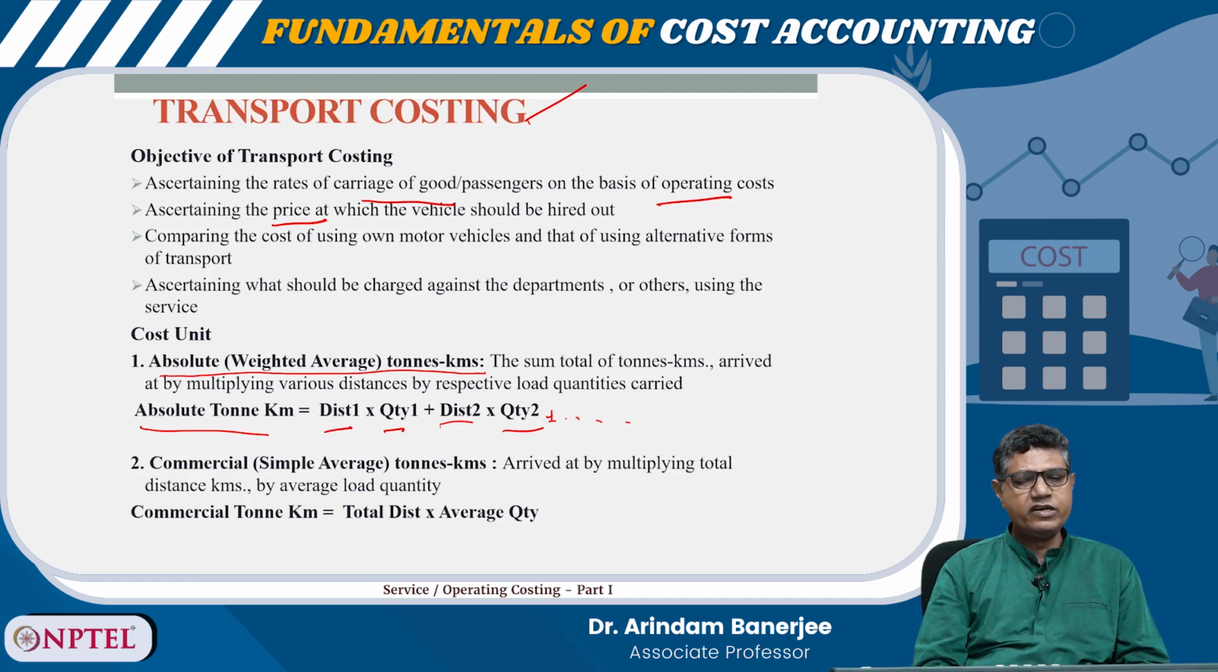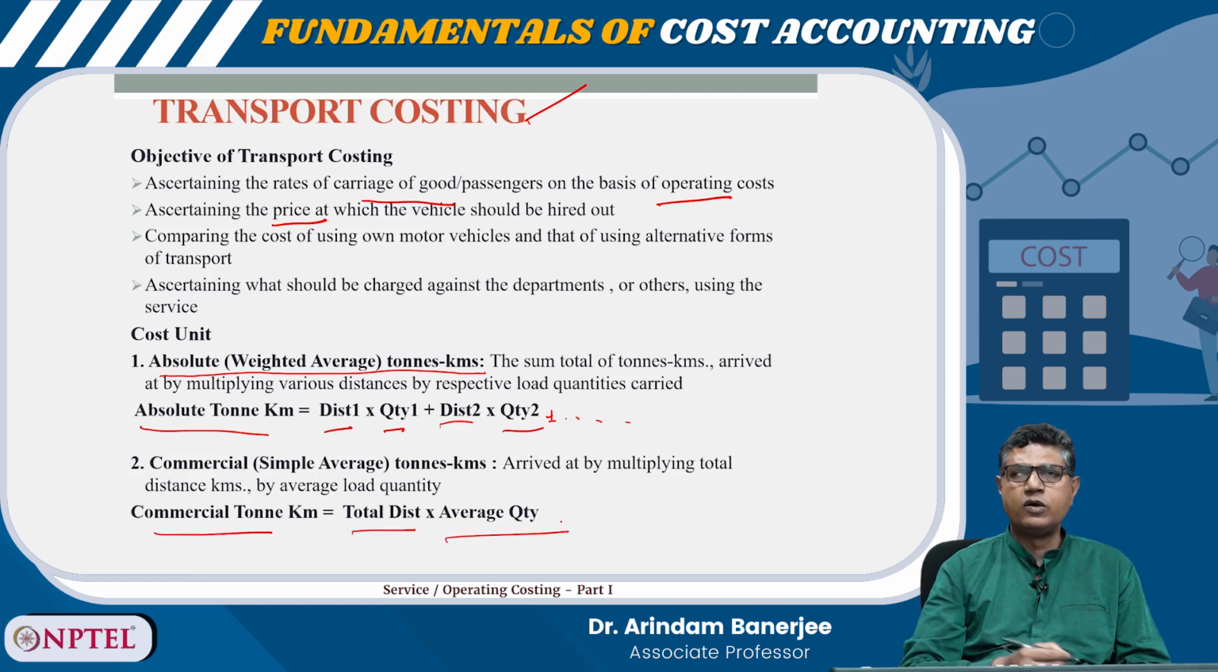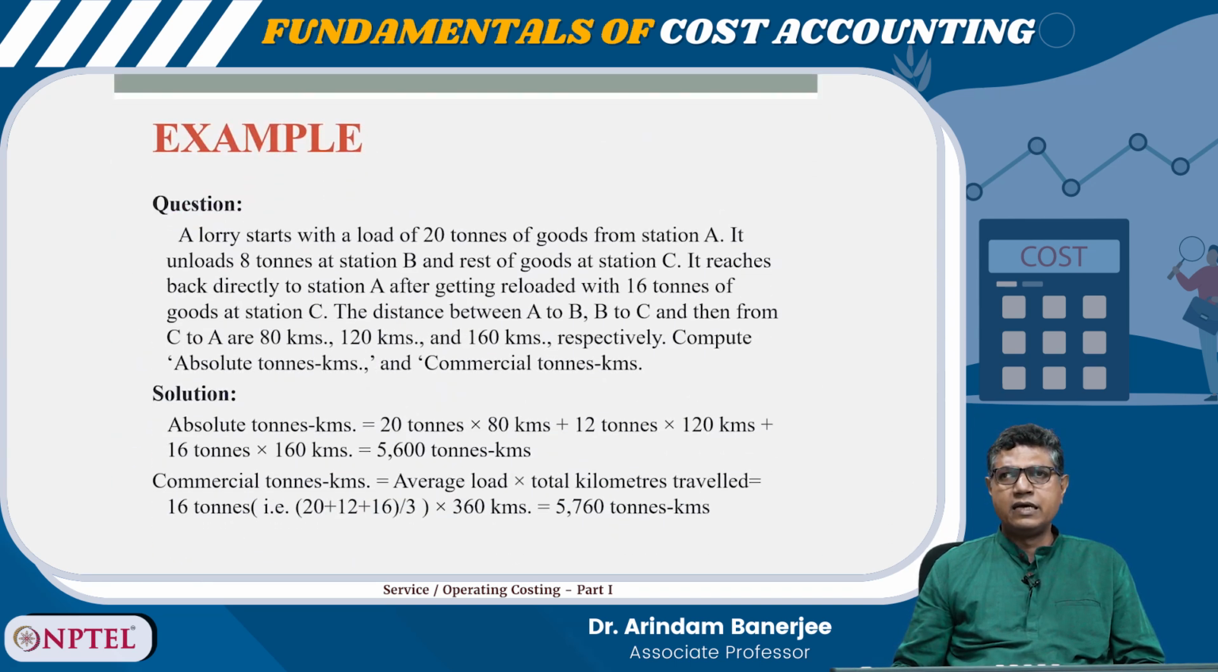Commercial simple average tons per kilometers, the formula is simple. Formula is commercial ton kilometer is total distance into average quantity, right. So, total distance into average quantity. So, here is one example.